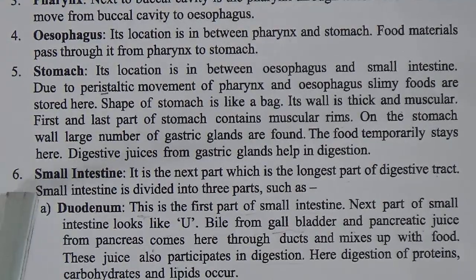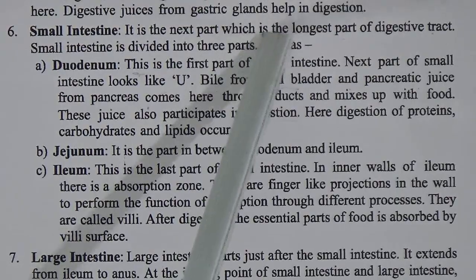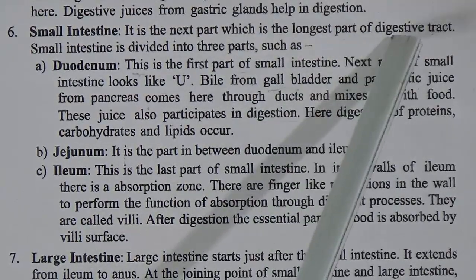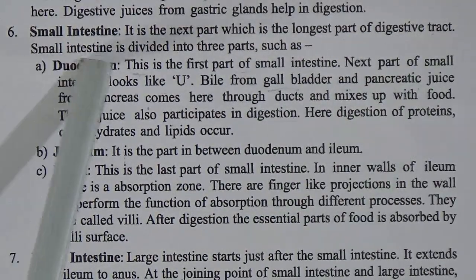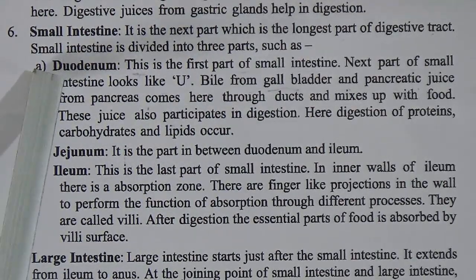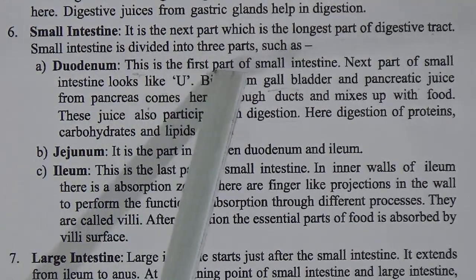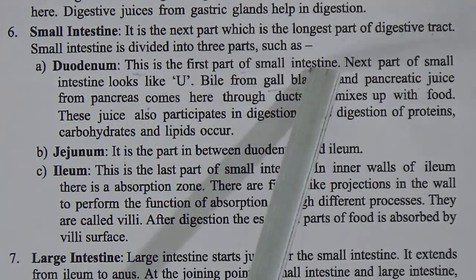Next point, number 6 is the small intestine. It is the next part, which is the longest part of the digestive tract. The small intestine is divided into 3 parts: duodenum, jejunum, and ileum. Duodenum is the first part of the small intestine.